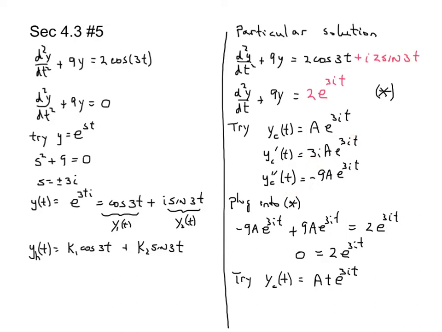Plugging in, we realize there's a problem, and the problem is that cosine 3t is one of the solutions of the homogeneous problem, and cosine 3t is the forcing function, and so our particular solution is going to have to include a t in it. Once we realize that we have a problem, the a's all cancel, and we have a function that will not allow us to solve for a. Our next attempt is to try something of the form with a t, a times t e to the 3it.